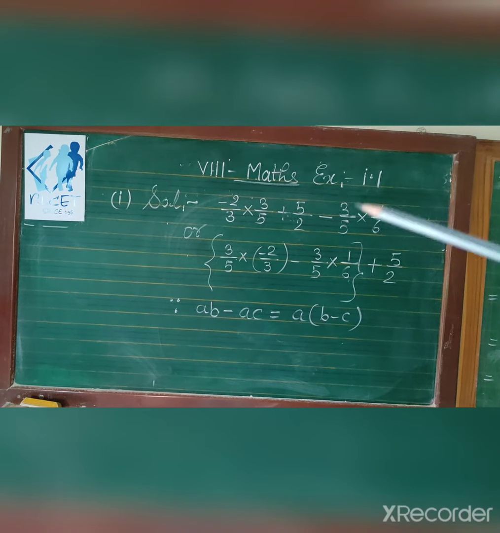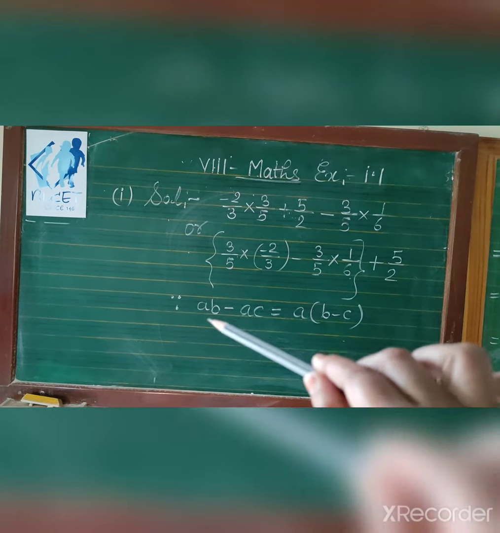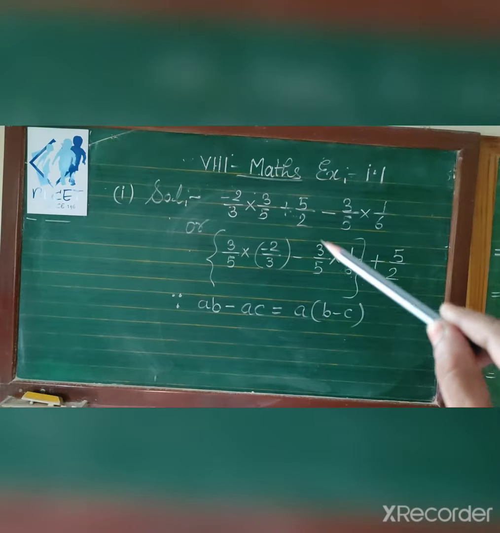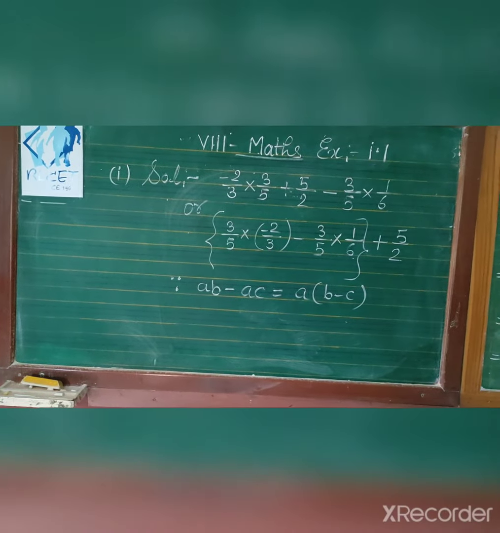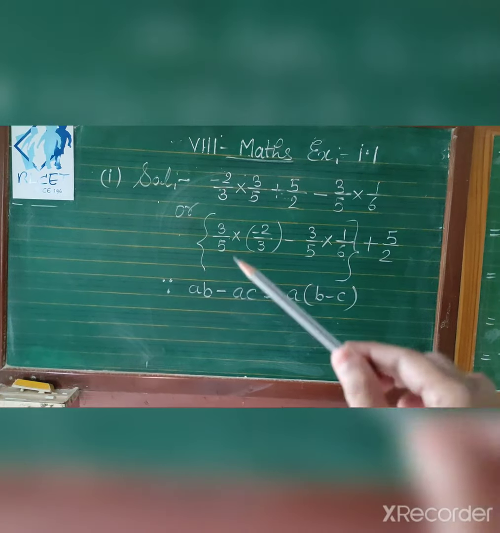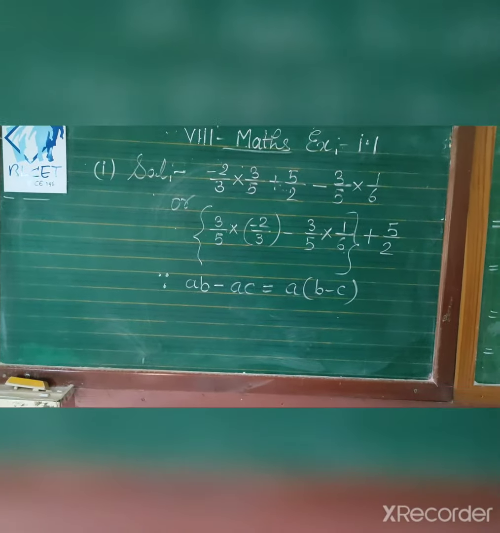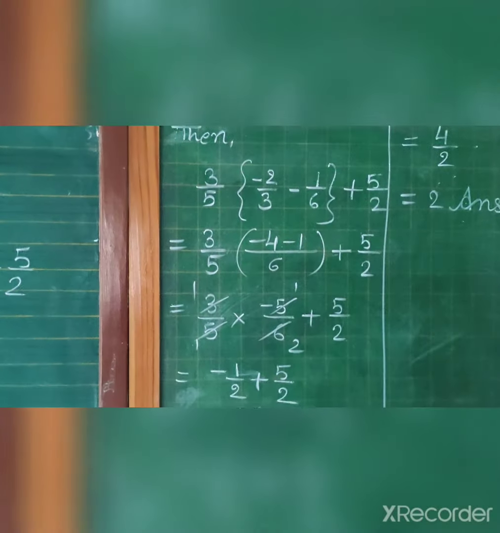Minus 3 upon 5 into 1 upon 6, and plus 5 upon 2 out of the bracket. Now you can see AB minus AC. So we can write by distributivity A into B minus C. So 3 upon 5 inside the bracket, minus 2 upon 3 minus 1 upon 6. Now we will take LCM.